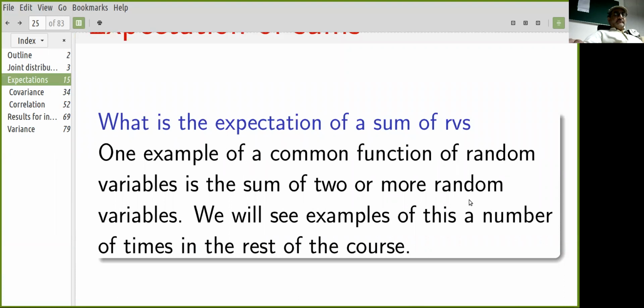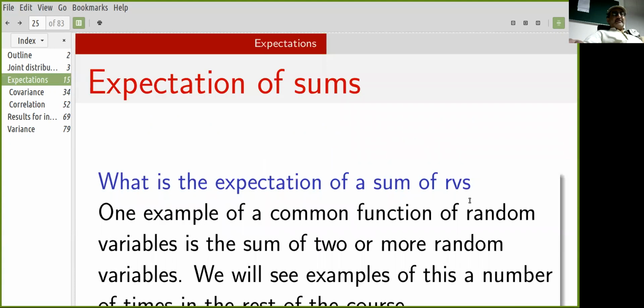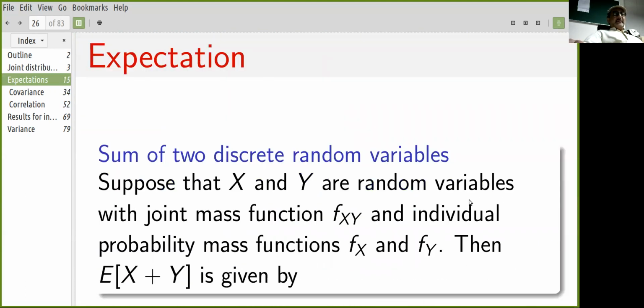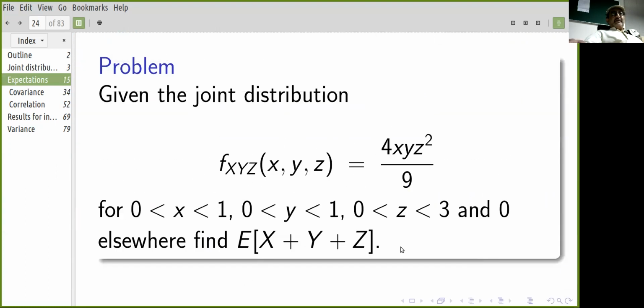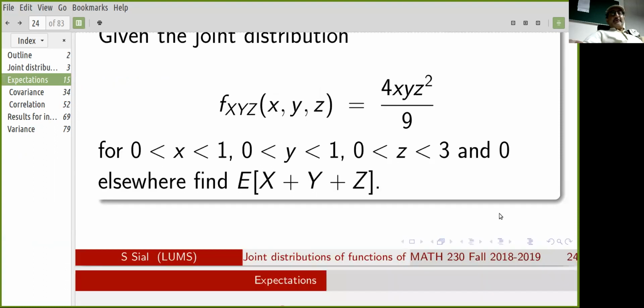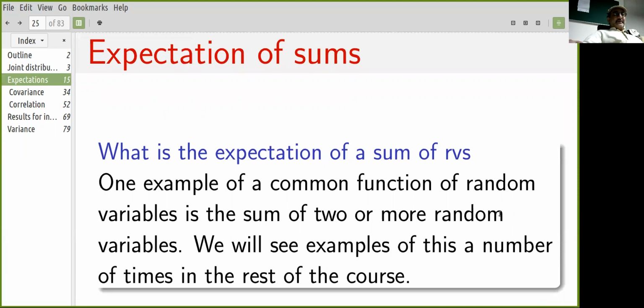Okay. What's the expectation of a sum of random variables? Well, okay. So that's one thing that you could use before doing this, maybe. You can see that the expectation of x plus y plus z is the expectation of x plus the expectation of y plus the expectation of z. This will require a triple integral for you to do, or maybe 3 triple integrals. Okay.